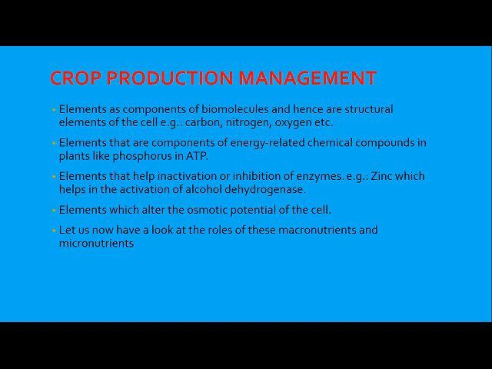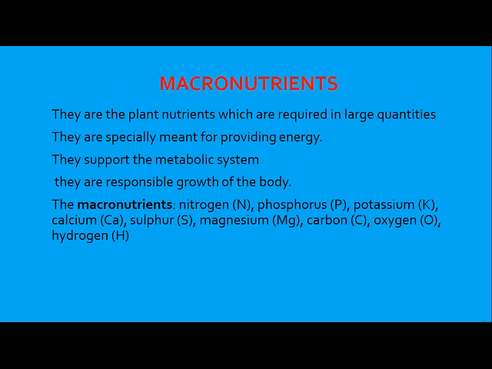So let us understand the role of different minerals in the form of macronutrients and micronutrients. Now, what are macronutrients? Macronutrients are the nutrients which are required in a large amount by the plants. They are specially meant for providing energy. They help in the metabolic system of the plant and they are responsible for the growth of the plants. Macronutrients include, children, nitrogen, phosphorus, potassium, calcium, sulfur, magnesium, carbon, oxygen, etc.